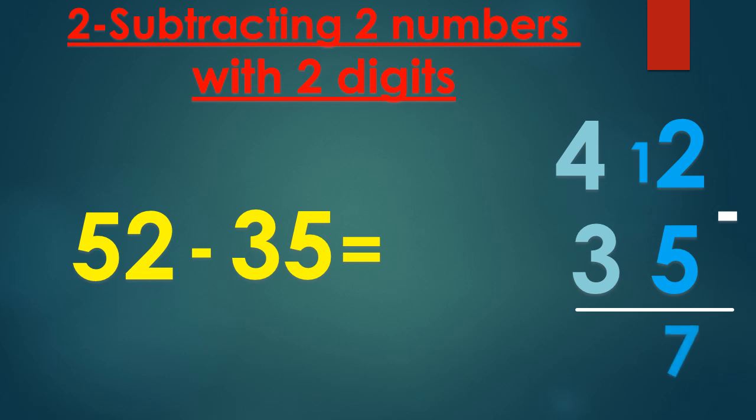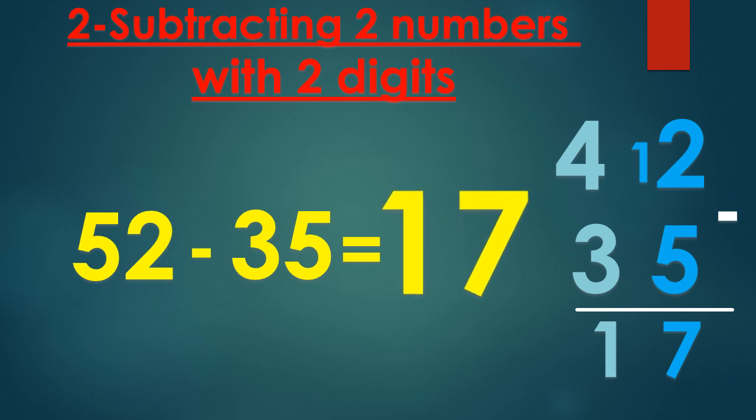12 minus 5 is 7. 4 minus 3 is 1. The answer is 17.